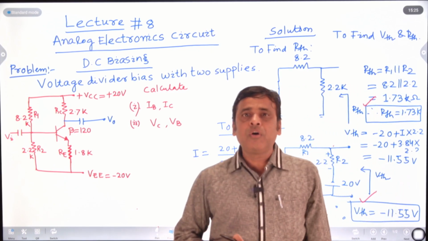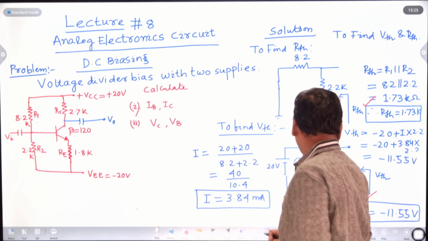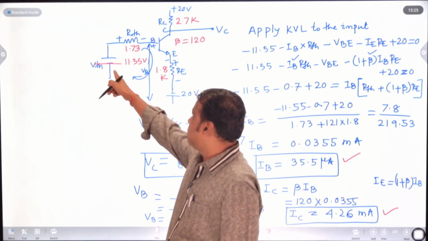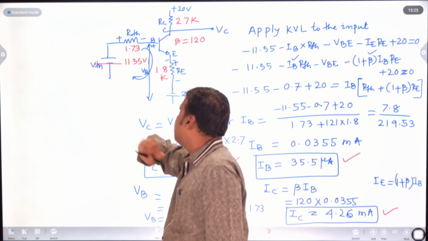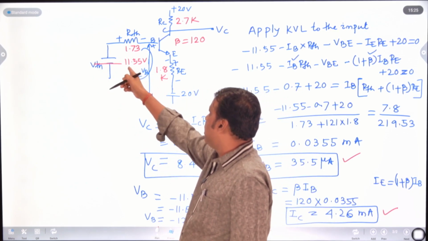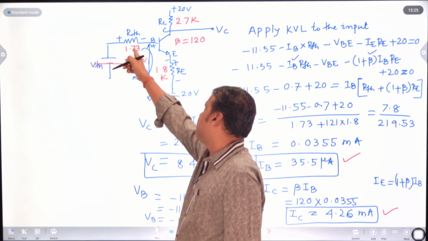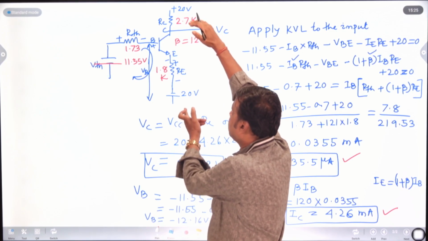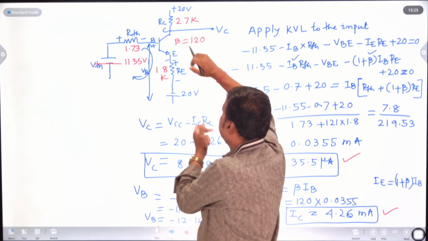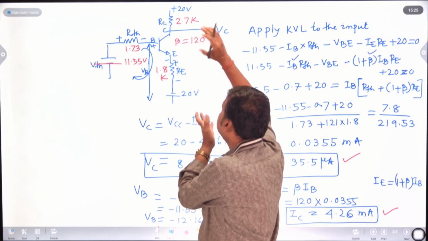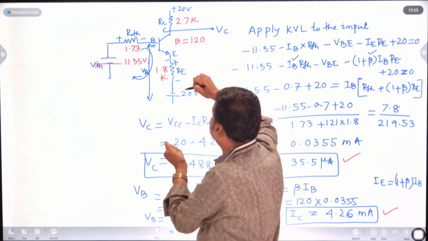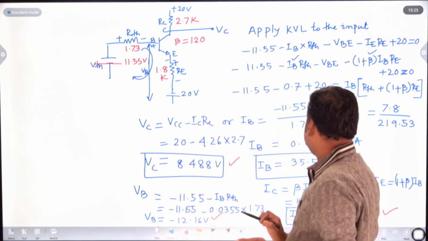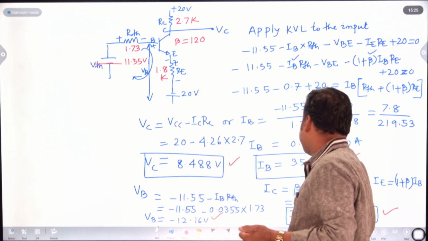In VTH we got minus. That's why, to draw the Thevenin's equivalent circuit, this is minus, because this is the plus terminal and this is the minus terminal. So this is 11.55, and the resulting Thevenin's resistance you have already calculated, 1.73. Whatever is at the collector terminal, the collector resistance and emitter resistance, keep as it is. So these are plus 20 and minus 20. Simply apply KVL to the input and you will get the input current. The input current is your base current IB, so IB we got 35.5 microampere.